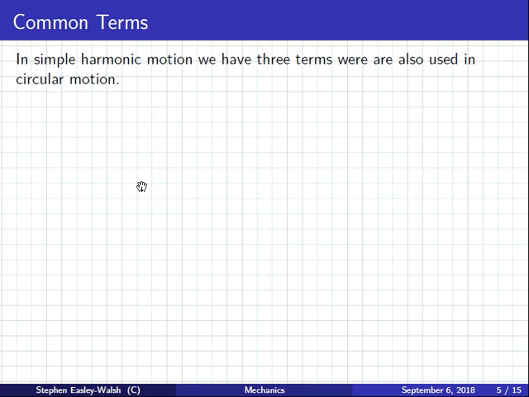Okay, so some terms now, and some of the terms are the same as circular motion. So, for example, F is the same meaning. The frequency is how many cycles in a second. T is also the same meaning: the time to go from the start to the end. And the omega is the same. But this is a little bit strange because there's no circle.